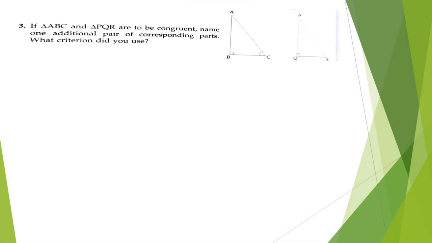Now look at question number 3. Read question number 3. Here, if triangle ABC and triangle PQR are to be congruent, name one additional pair of corresponding parts, and what criteria did you use? So the two triangles are to be congruent. And what is given? This angle B is given equal to angle Q. And what else is given? So it is not given in language, but it is given in figure.